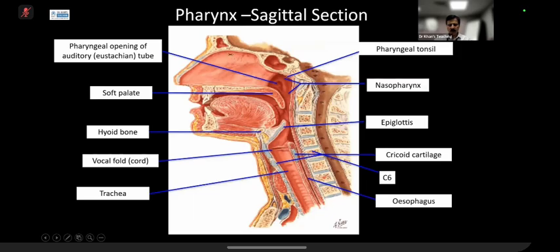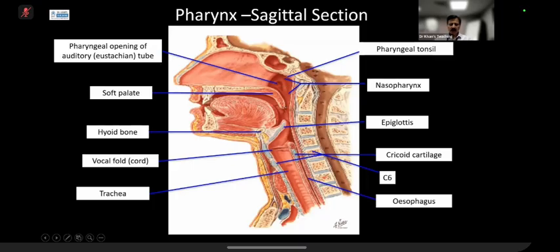Now, first of all, please remember the nasal cavity is sitting here. So this is the palate. There is a hard palate and a soft palate. If you draw an imaginary line from here, perpendicular to the spine, superior to that will be the nasopharynx. And here there is the opening of the eustachian tube.